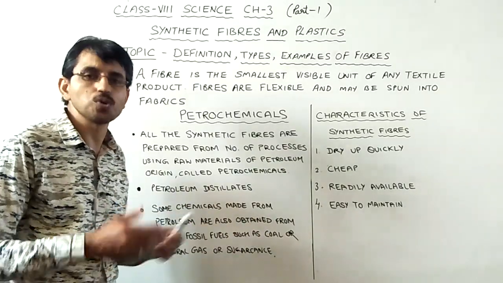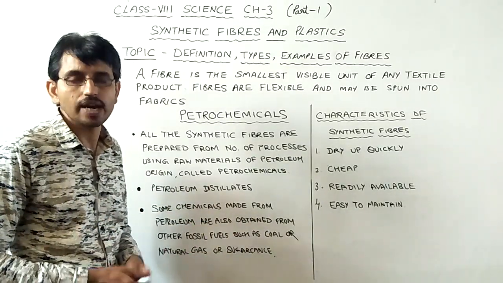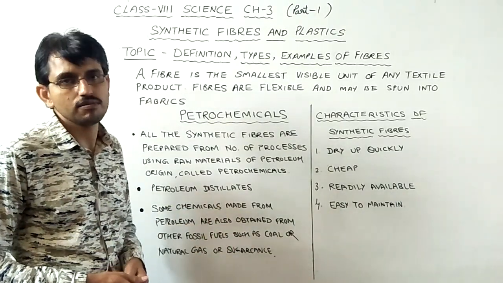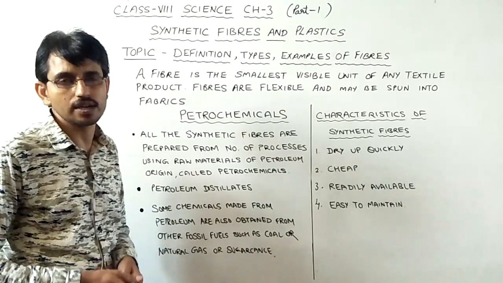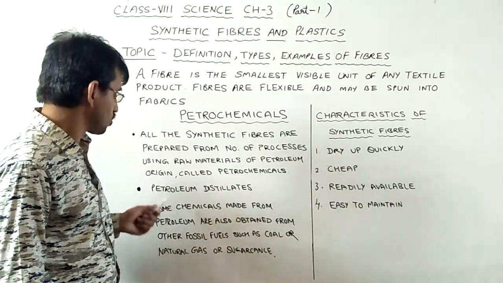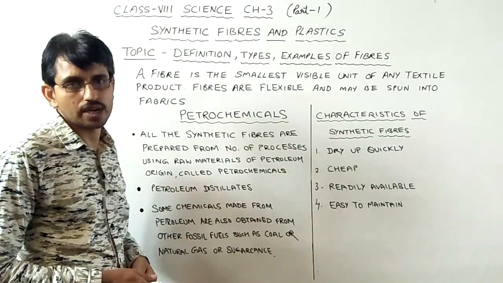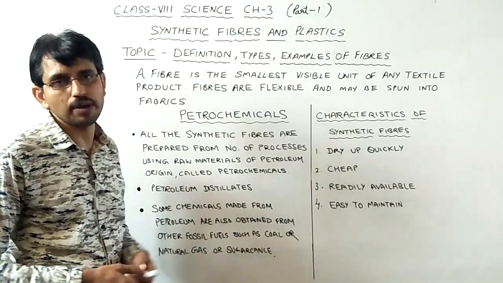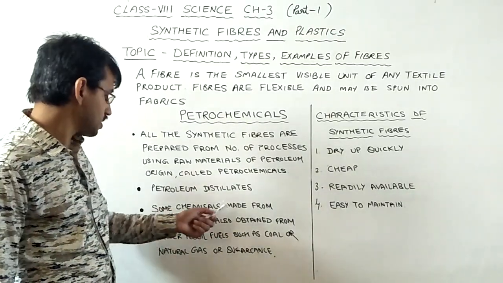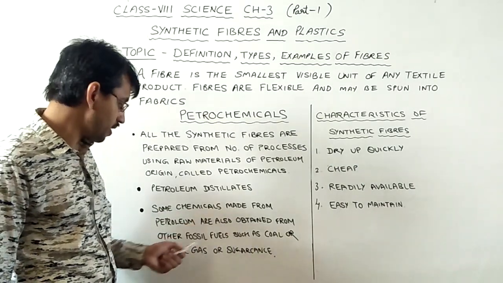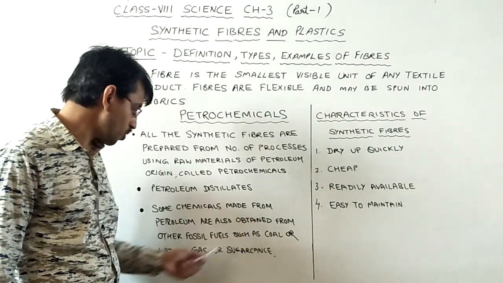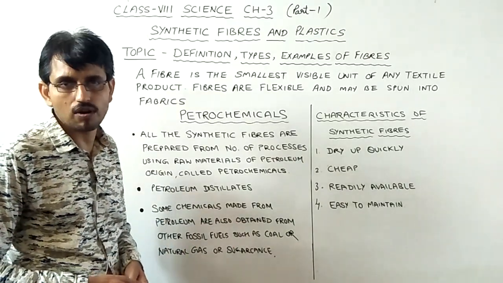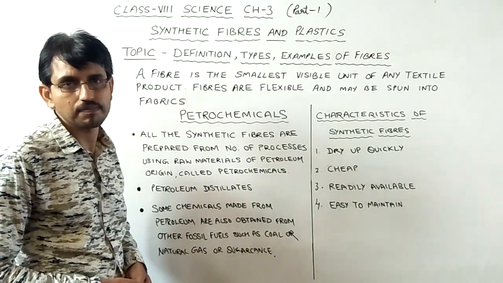You know petroleum is a crude oil which is obtained from the earth and it has a number of hydrocarbons in it which are refined in refineries using fractional distillation processes. So they are commonly called petroleum distillates and they are the important raw materials in the making of many synthetic fibers. Some chemicals made from petroleum are also obtained from other fossil fuels such as coal or natural gas, or even from substances of biological origin like sugarcane.